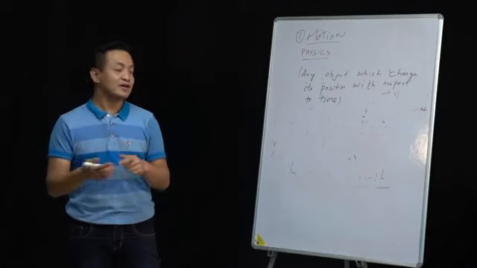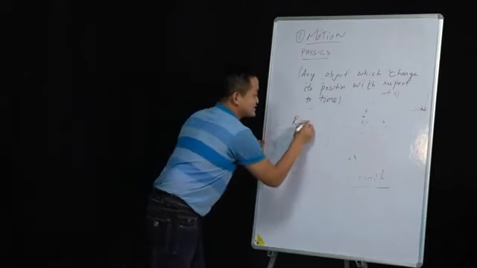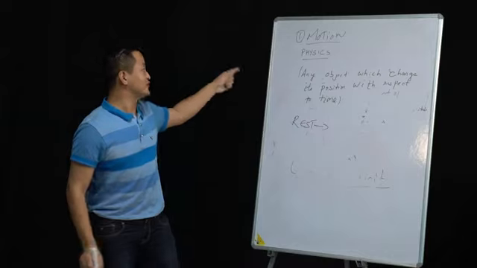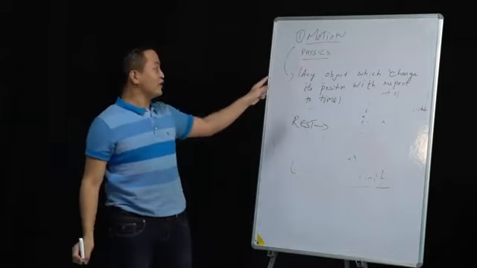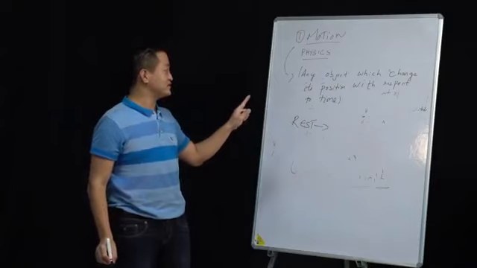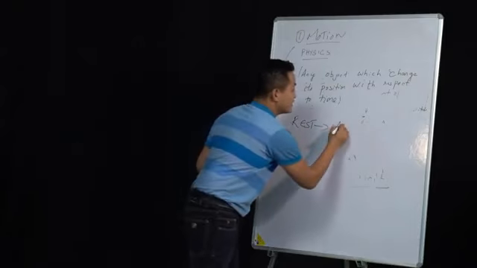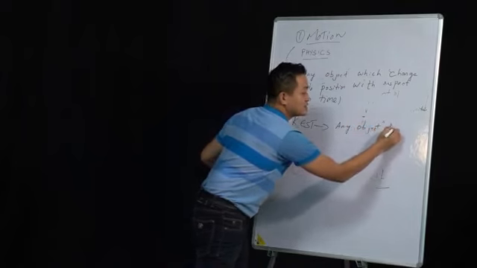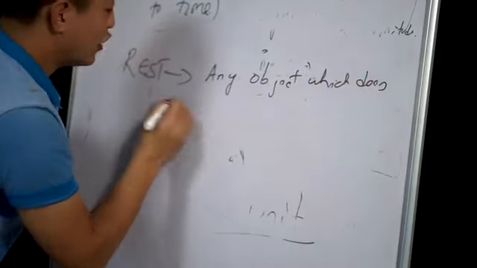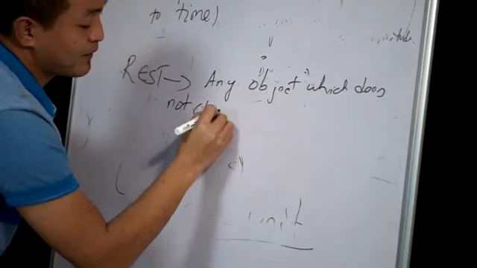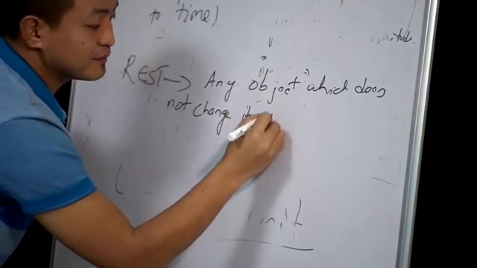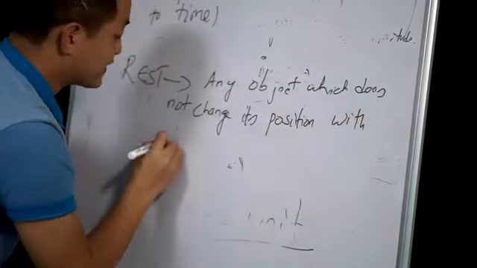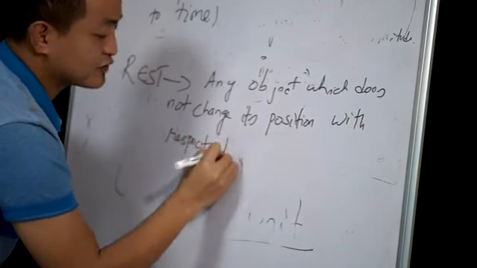Then what will we call that? So we'll call that rest. Clear? So the definition of rest is just an extension of the definition for motion. Any object which does not change its position with respect to time. So here, the definition is simple, you just have to add this one. Any object which does not change its position with respect to time.